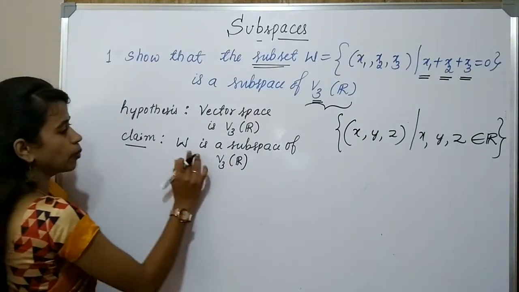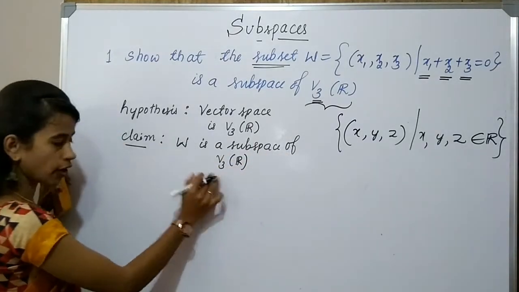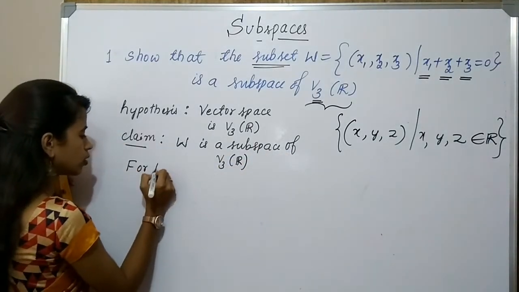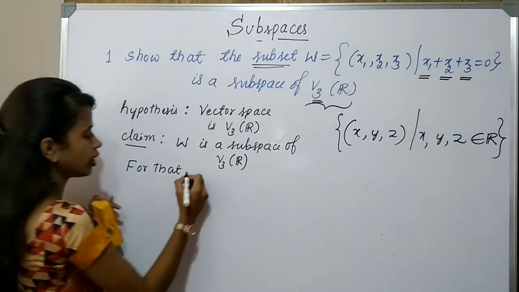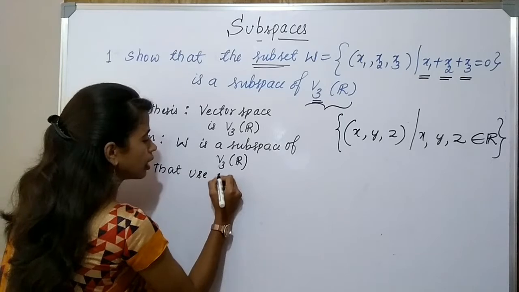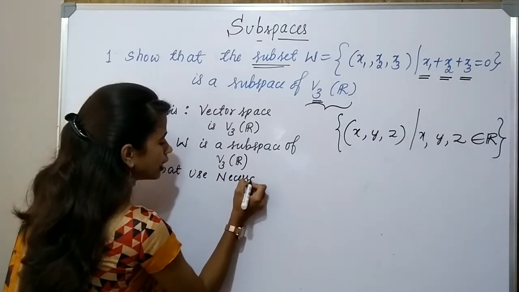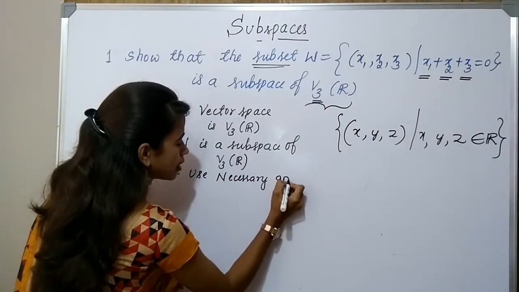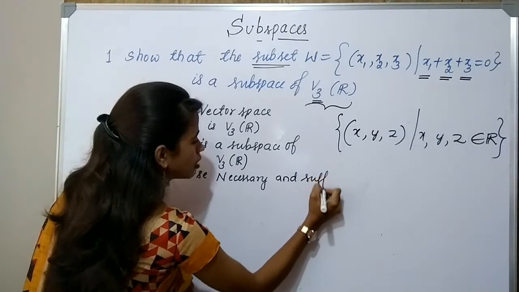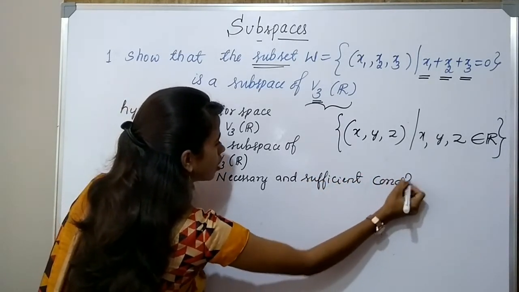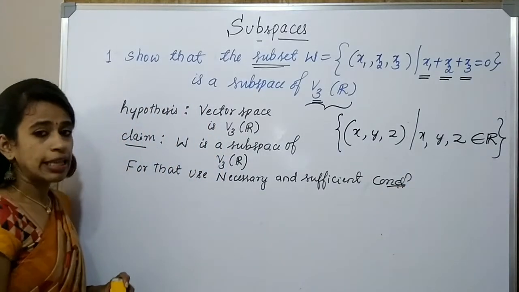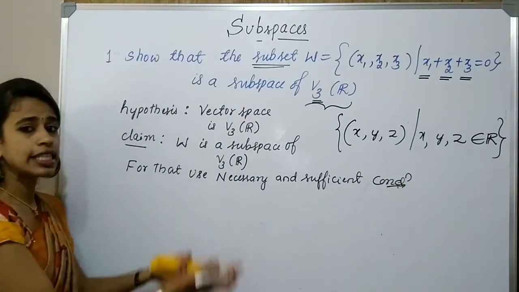So the claim is W is a subspace of V3(R). To show that it is a subspace, we use the necessary and sufficient condition for a subset W to be a subspace.